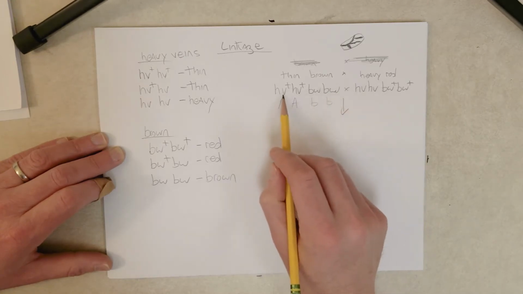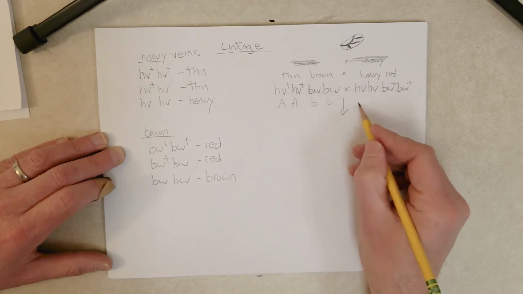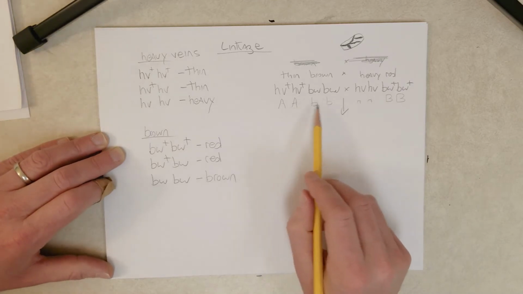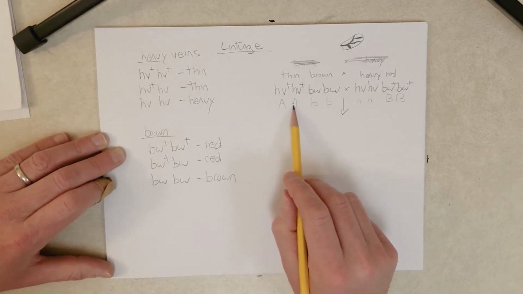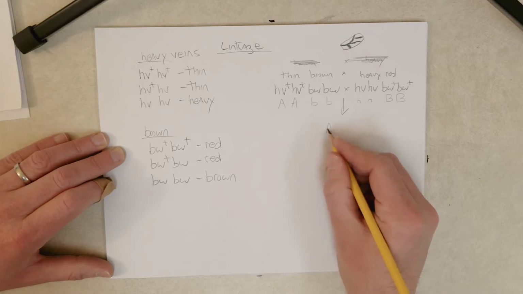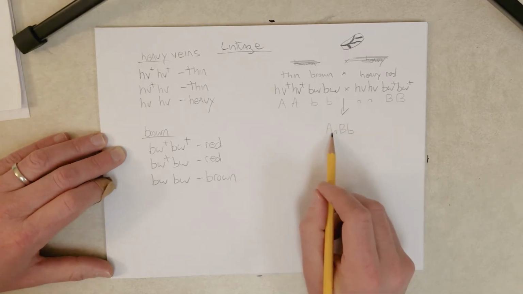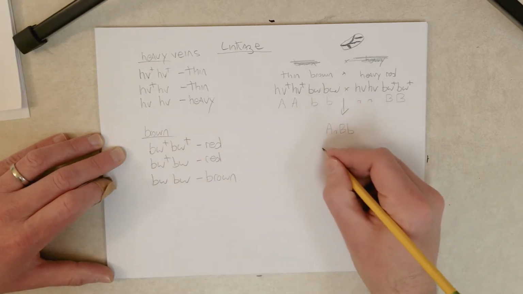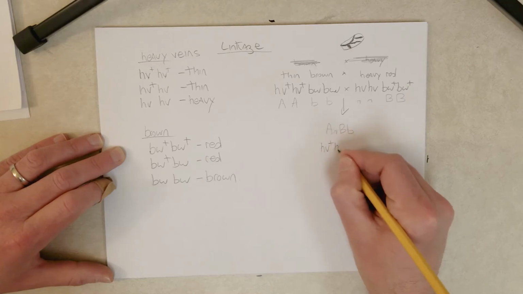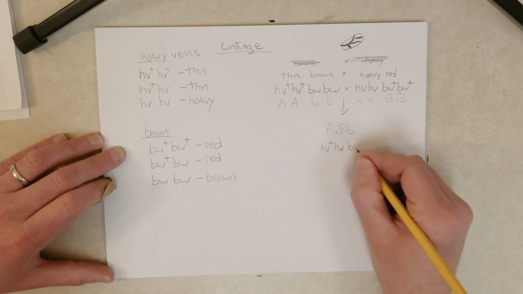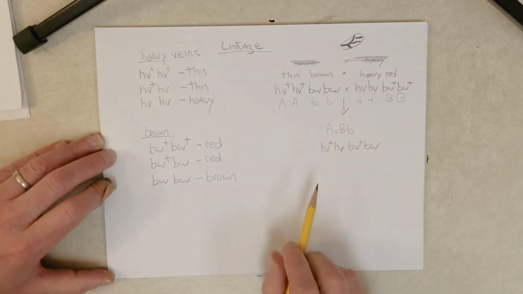I can symbolize, let's say, use A for heavy, and then use B for brown. And you know, if you cross something that is homozygous for big A and little b with a strain that's homozygous for little a and big B, you know that all the offspring are going to be heterozygous for both pairs of alleles. So we know that all the offspring are going to be heterozygous for both pairs of alleles.